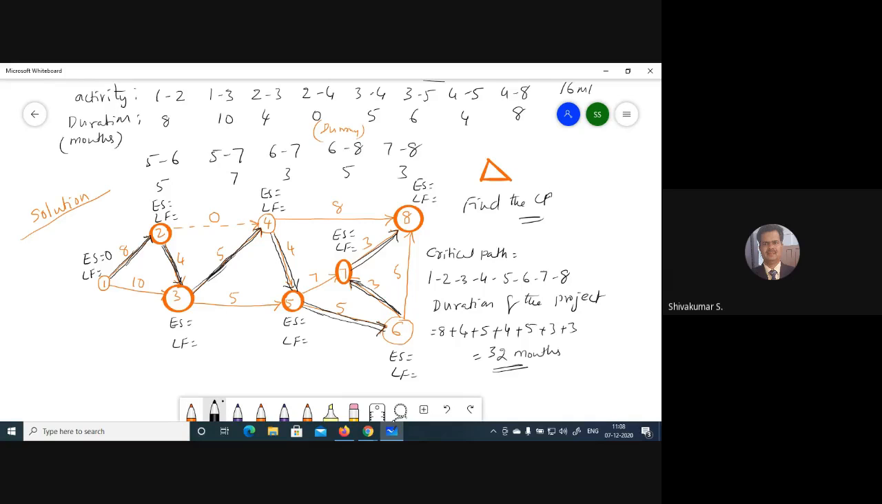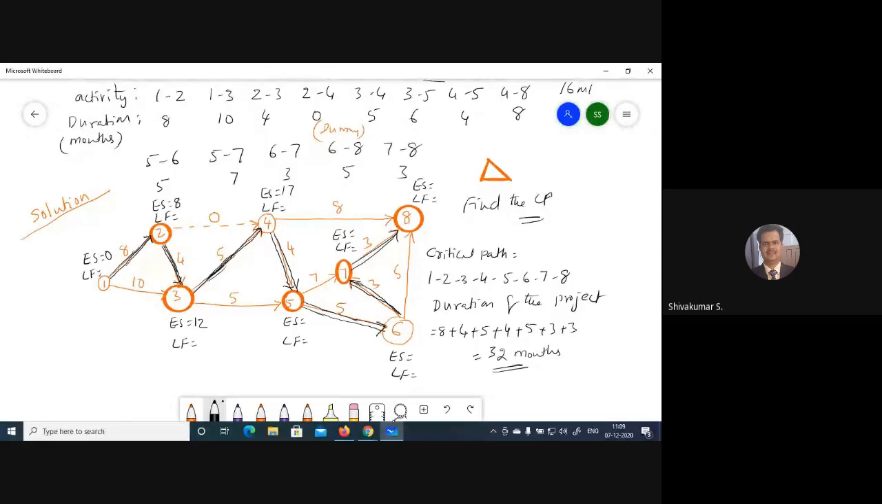Next, 1 to 2. It is 8. Okay, 1 to 2, 8. Next, 1 to 3. It is from here 10. But from here, because 3 depends on 2 also, 8 plus 4, 12. Now, 4 now. 8 plus 0, 8. But here, 12 plus 5, 17. Take the highest value, 17.